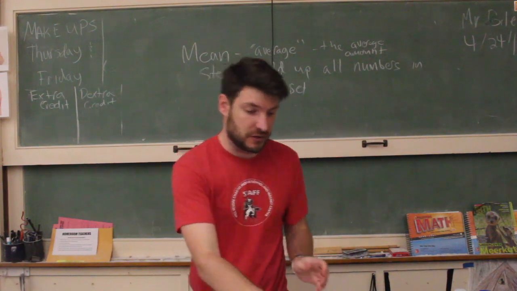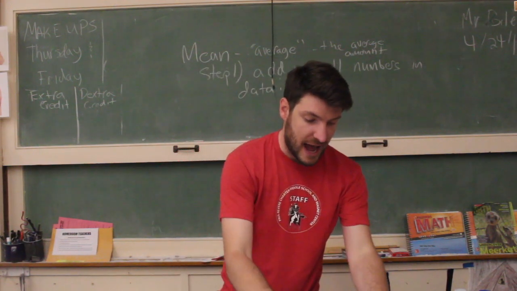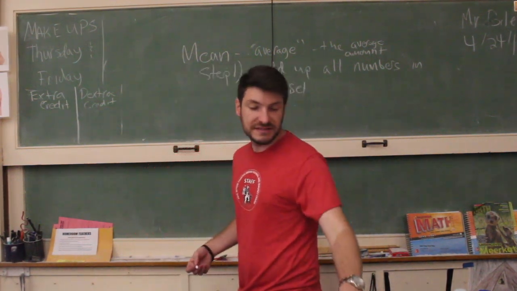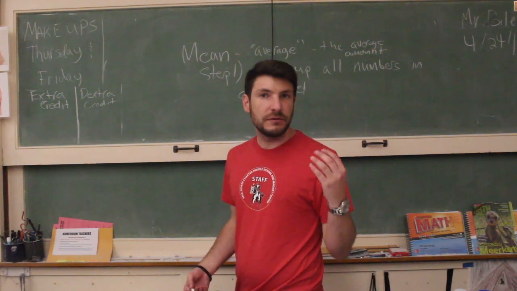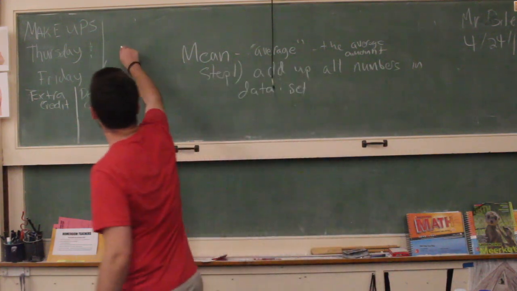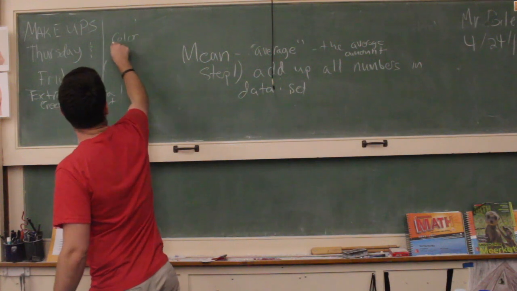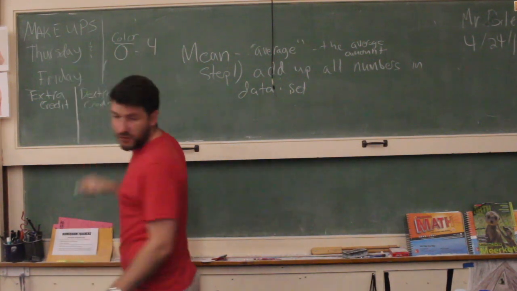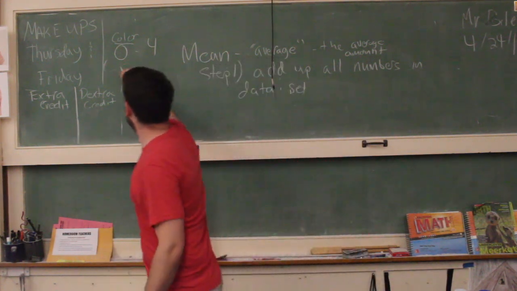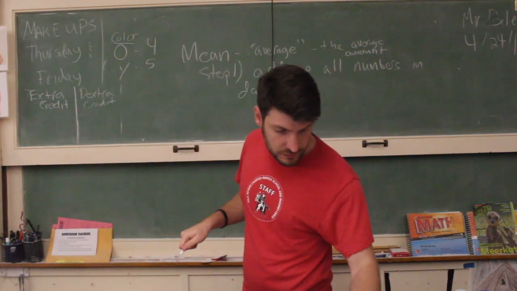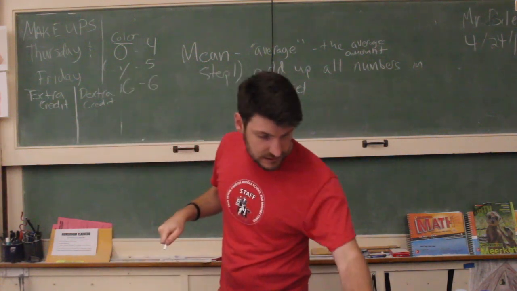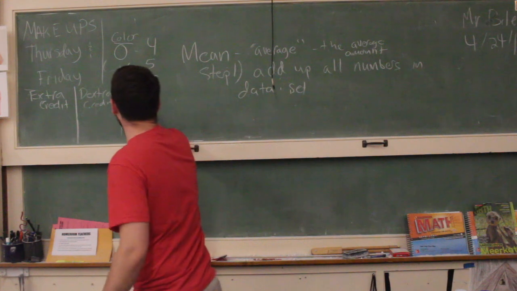So in this pack of Skittles, which I'm going to put out right here, let's count them up and we're going to see what we're looking at. So we have, I'll put color. Orange, we have 4. I want you to write this down as well. Yellow, we have 5. Green, we have 6. And purple, we have 1.